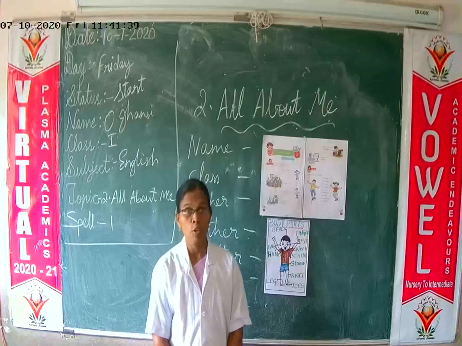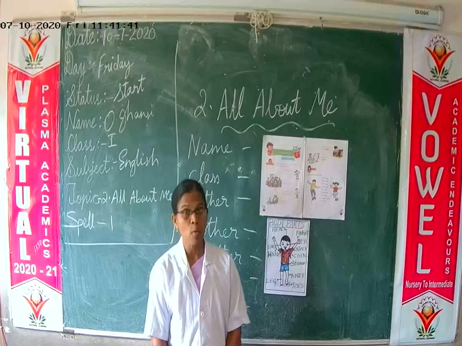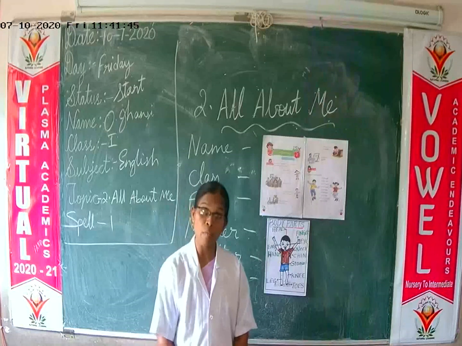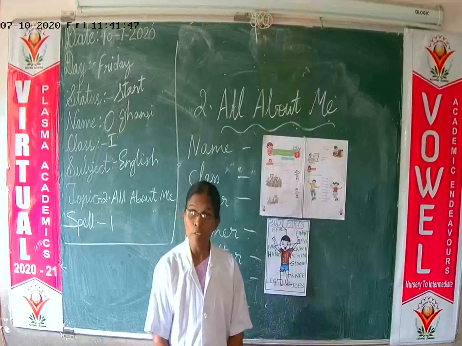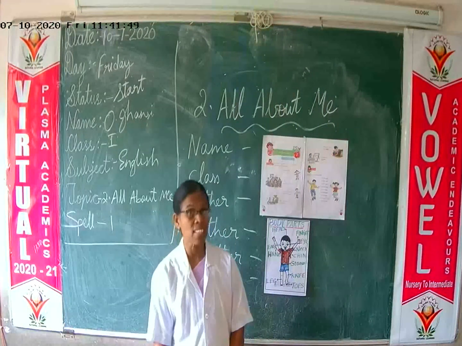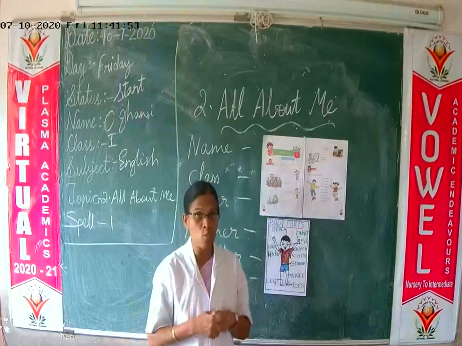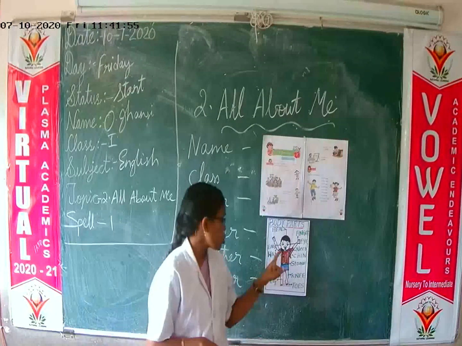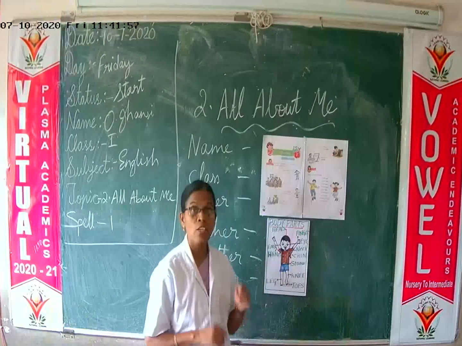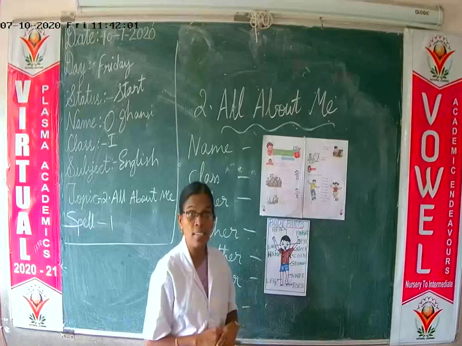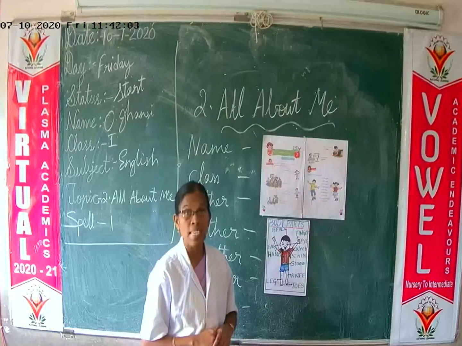Yes, now you identify, you understand the parts of a body. So, I have recited a poem for you. If we go according to the poem, let us see. Two little eyes. So, two little eyes we have. Two little ears.